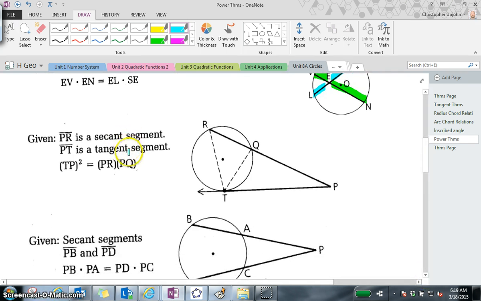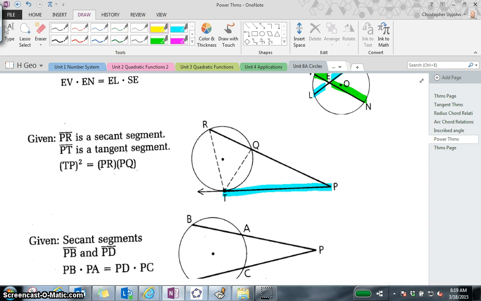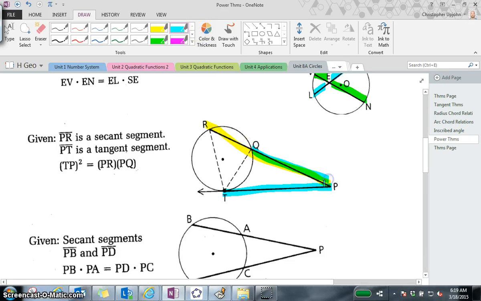If we have a secant and a tangent, what we do with the tangent, we square this side, and it'll equal the product of this whole segment and then just the outside part. So multiply those two together.